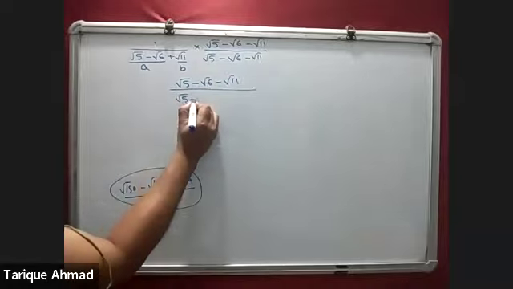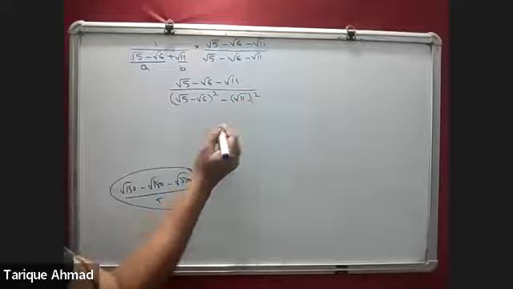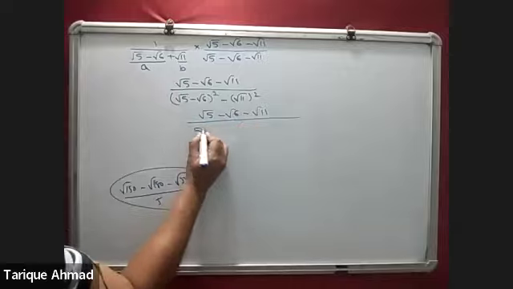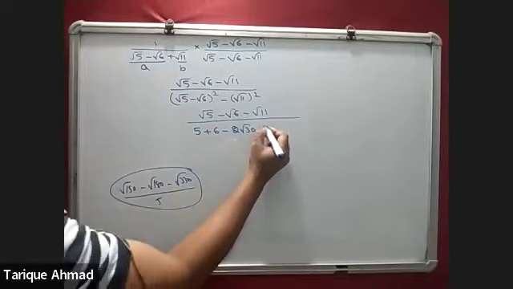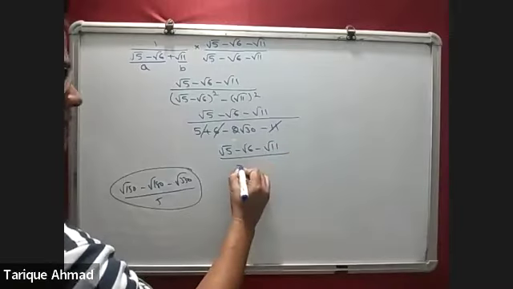Here it is root 5 minus root 6 whole square and minus root 11 whole square. Root 5 minus root 6 minus root 11. 5 plus 6 minus 2 root 30 and minus 11. 11 cancelled. So it will be root 5 minus root 6 minus root 11 by minus 2 root 30. Multiplying by root 30.